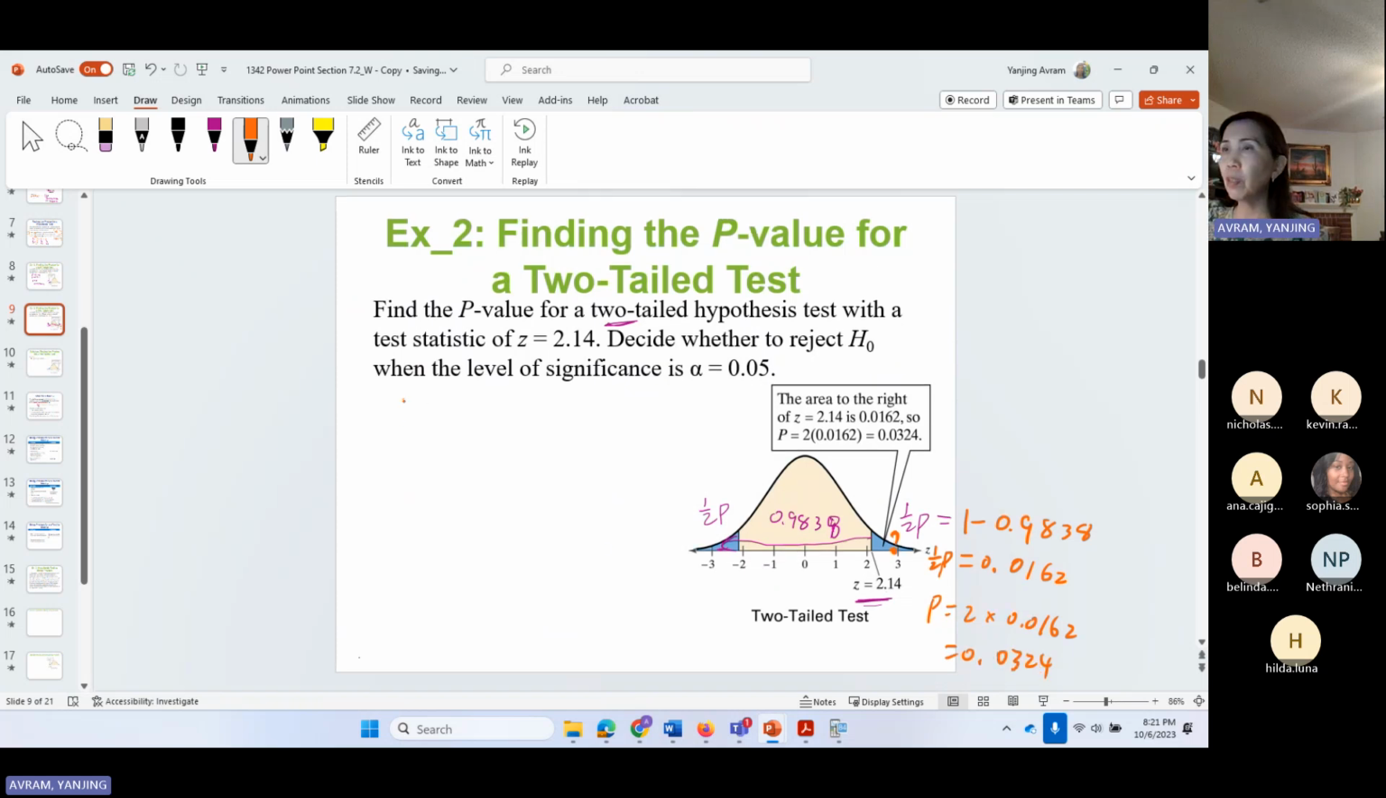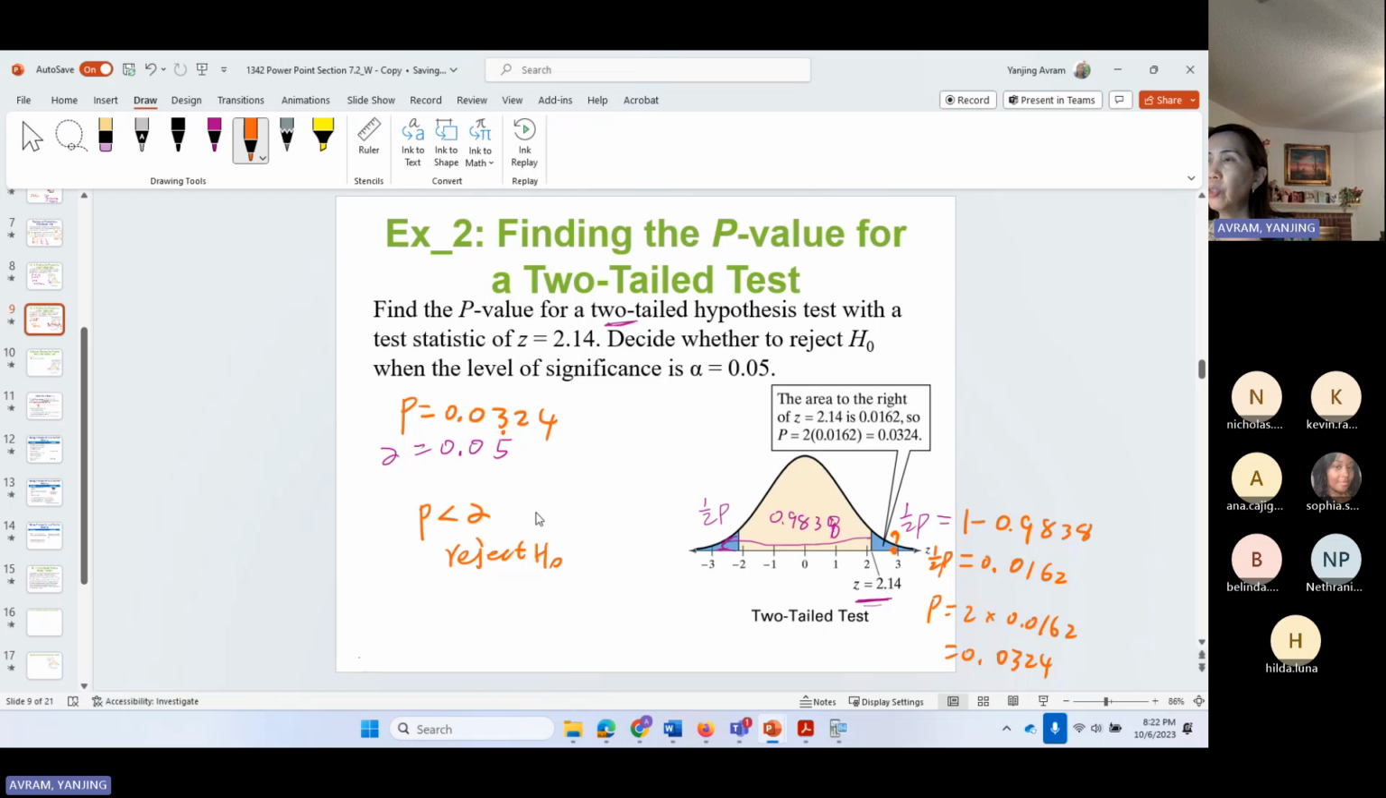Okay, so my p-value for this two tail is 0.0324, and my alpha here is 0.05. So you can tell at this time my p is less than alpha. Look at that, this digit p is only 3, alpha is already 5. So p is less than alpha, right? Less than alpha means you reject the null hypothesis. Okay, when p is less than alpha, you reject the null hypothesis.